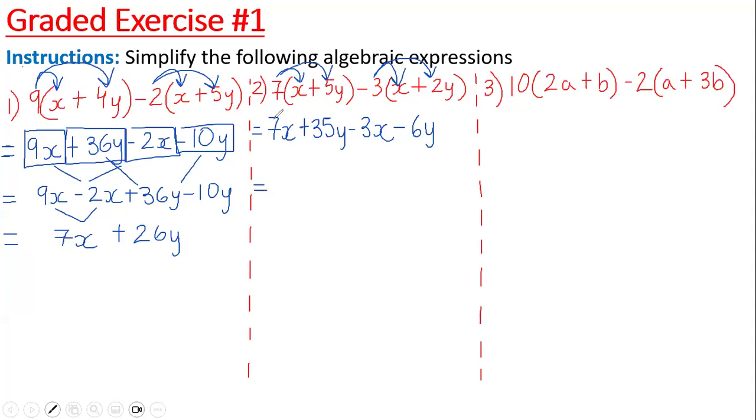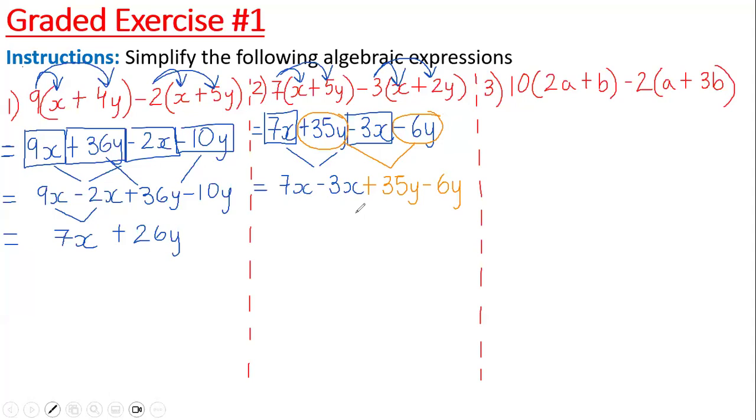It's going to be equal to, we group the like terms, right? So it's going to be 7x and negative 3x. We group these together. It's going to be 7x minus what? 3. Negative 3x. Yeah. And then we have what? Positive 35y minus negative 6y. We group them together. So we have positive 35y minus what? Negative 6y. Negative 6y, very good.